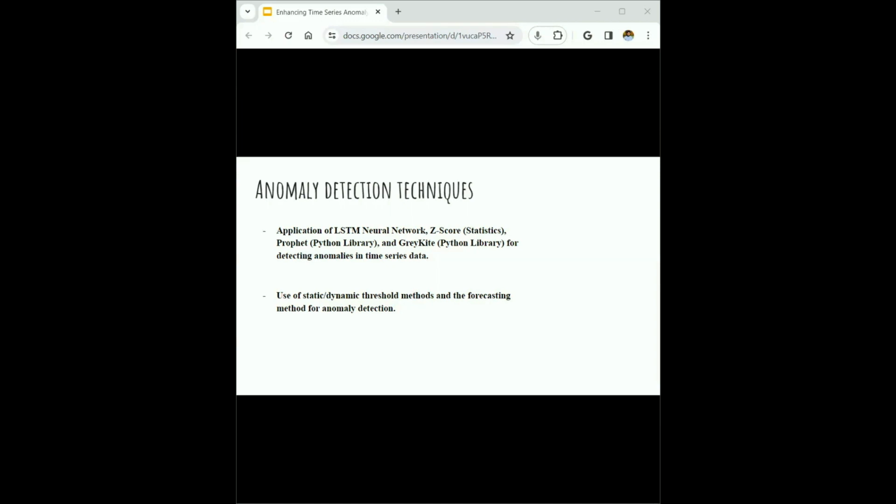LSTM, as I mentioned, stands for long short-term memory, which is a type of recurrent neural network, or RNN, architecture. It is designed to address the problem of vanishing gradients in traditional recurrent neural networks.